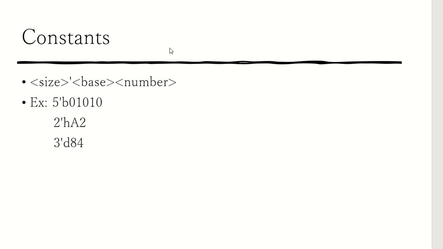And the constants. The representation of the constants in the code must be like this: size, tick, base and number. Size represents the size of the bits and base represents the base, either binary or hexadecimal or decimal or octal, and then the number. Here the example shows a 5-bit binary number 01010. So in this way we represent constants in Verilog.